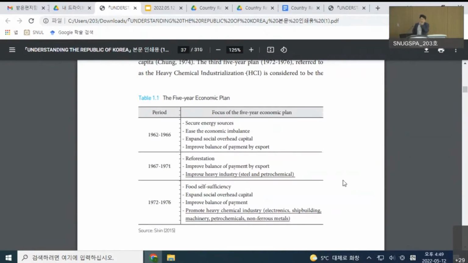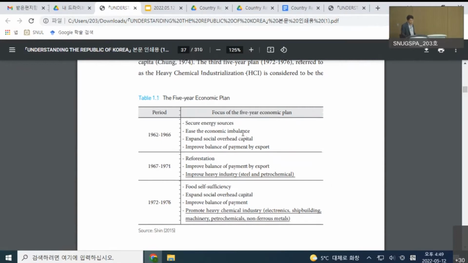This is very challenging and the tricky part of the economic development in South Korea. Many people say this 5-year economic plan played crucial roles in explaining the economic growth of South Korea. But a plan is just a plan. We cannot say that this plan was actually implemented.